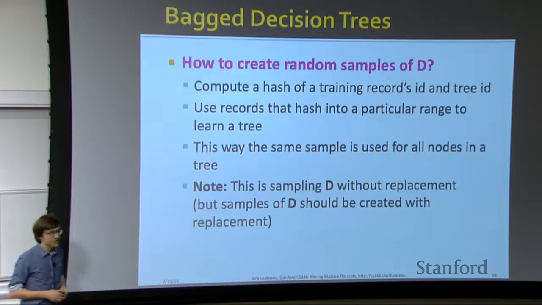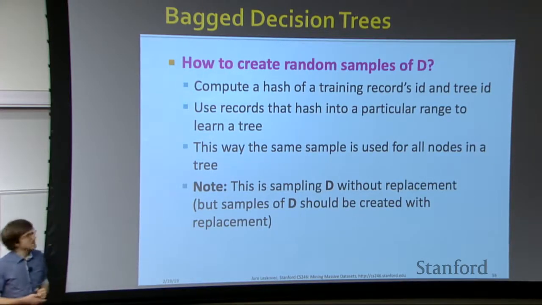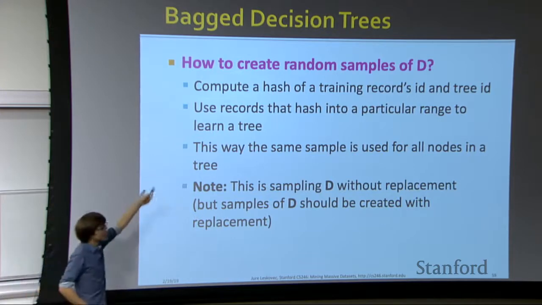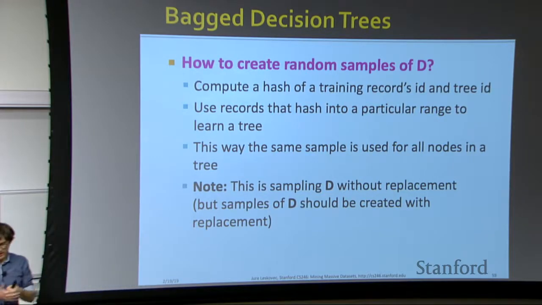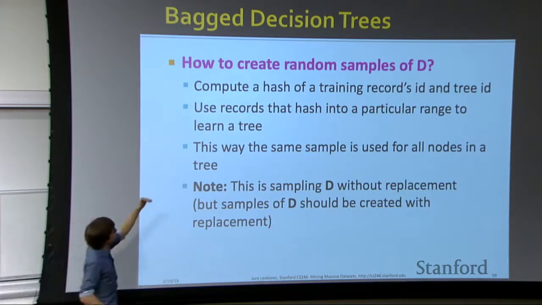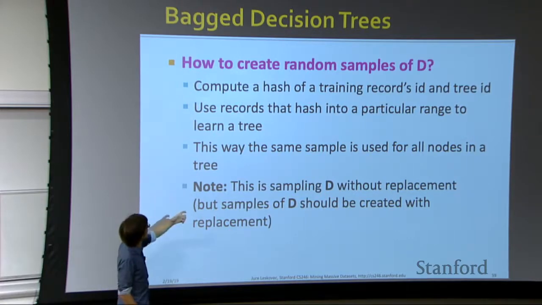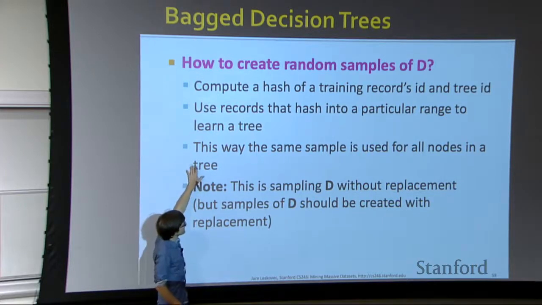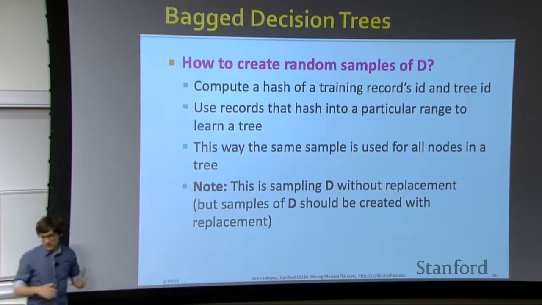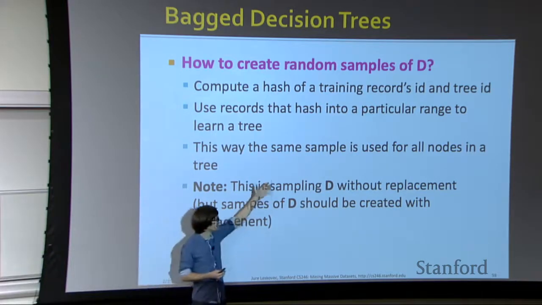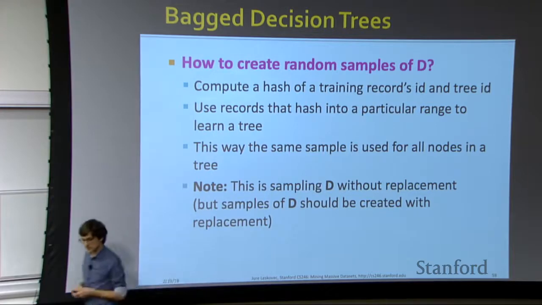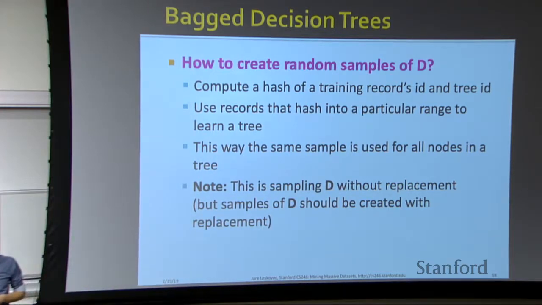This works amazingly great. How do you create random samples of D? Hashing comes into use, where you can use a hash of the training record and the tree ID to create a bucket, and then use the records that hash into a particular range of buckets or set of buckets to learn the tree. And this way, the same sample is used for all the nodes of the tree. This is how you can do these things, and it will work amazingly well.